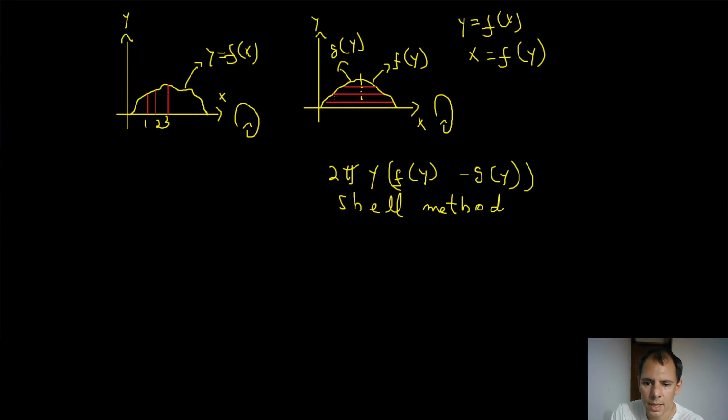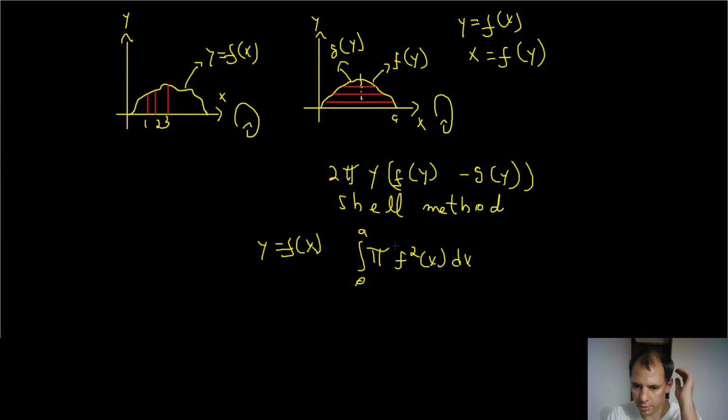Well, in this case, you're not going to have g of y and f of y. You don't have to partition this in the middle like this. All you've got to do is consider this whole thing in here, this whole curve, y equals f of x, all right? And then you have to do the integral of pi f squared of x dx, from this point, which is 0, all the way to this point here, which is a, for example. So it'll go from 0 to a.